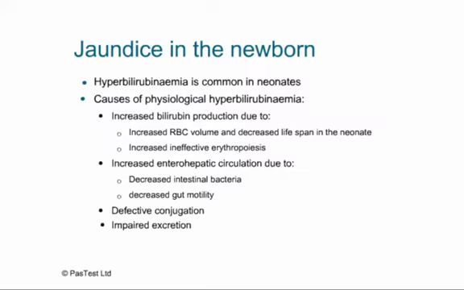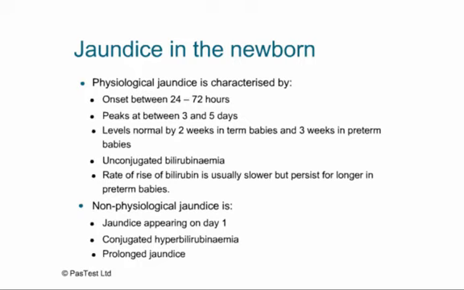So, this jaundice seen in well newborns is referred to as physiological jaundice, and it's characterized by onset between 24 and 72 hours of life. It peaks between 3 and 5 days. The levels normalize by 2 weeks in term babies and 3 weeks in preterm babies. The jaundice is unconjugated, and the rate of rise of bilirubin is usually slower but persists for longer in preterm babies.